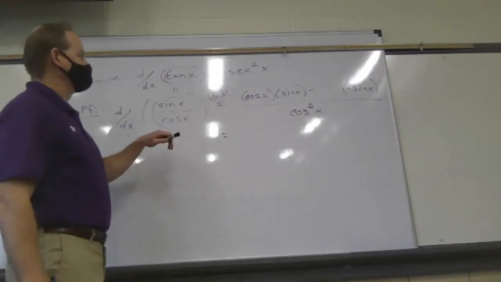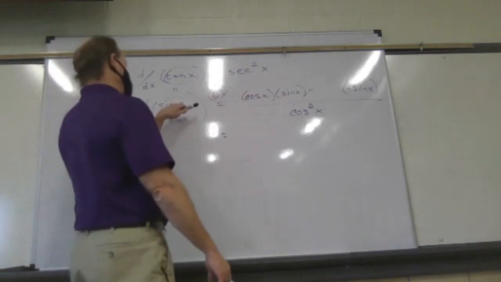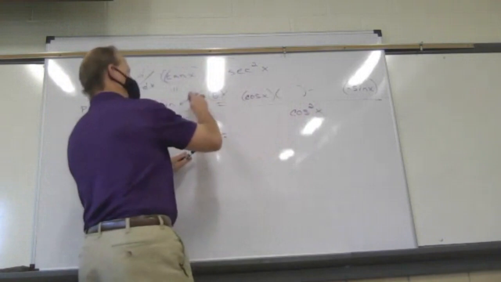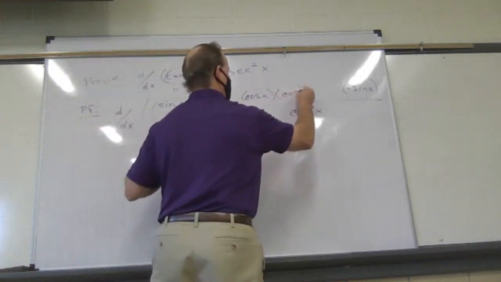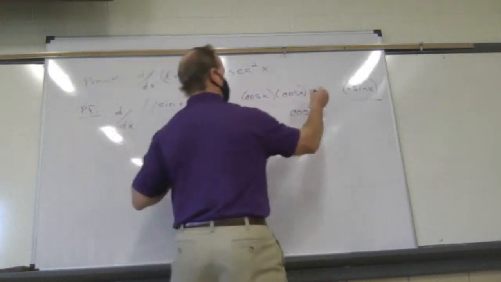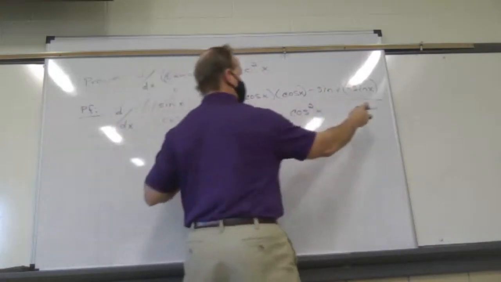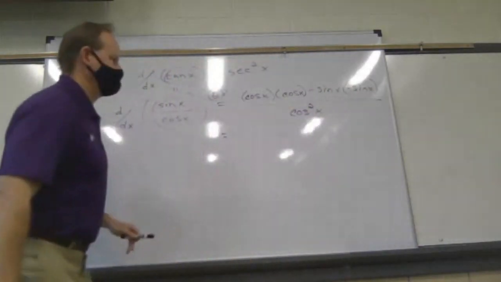The first side. This is the derivative of the sine. Bottom times derivative of the top. So bottom is cosine times derivative of the top. Derivative of sine is cosine. Minus the top, sine x, times derivative of the bottom, which is, derivative of cosine is minus the sine.